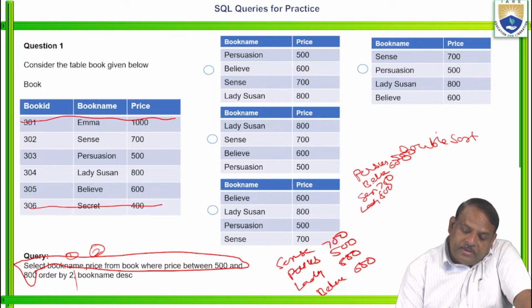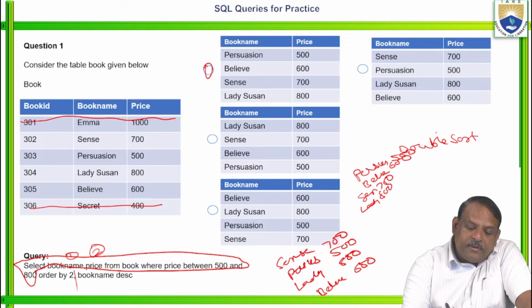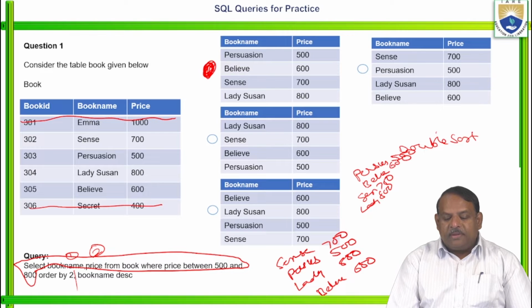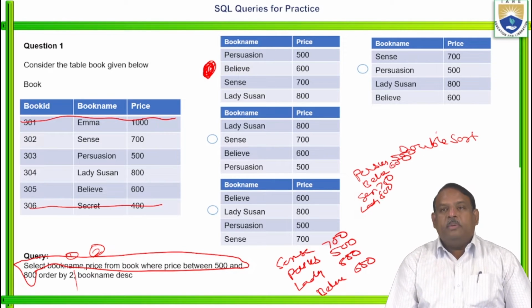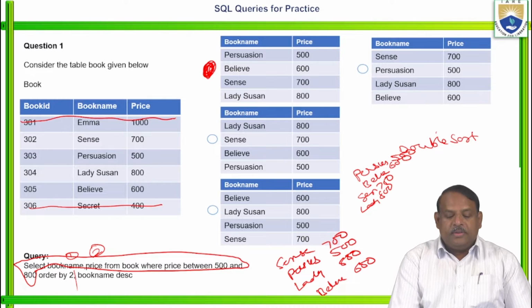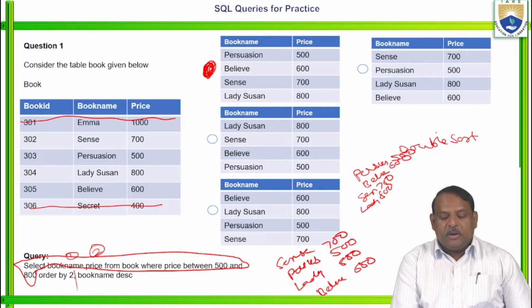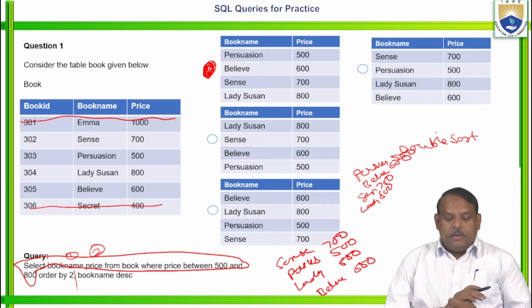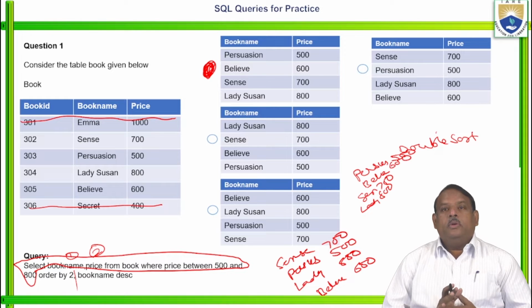Persuasion, belief, sense, and also this is the right answer. We don't need to compare any other answer, because here it is a radio group. Only one will be the right answer. In this case, the answer is question number 1. Answer is A. Okay. Now. Understood? We'll check once again.